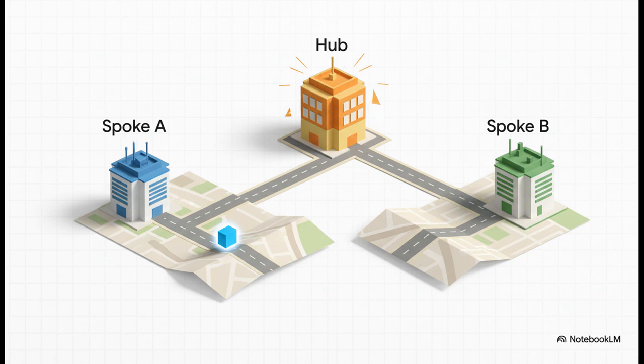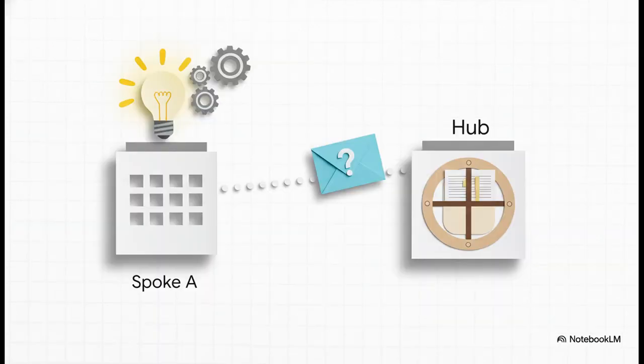It looks at its map, its routing table, and that map only shows one way to get there, through the hub. So that first packet does exactly what it's told. It travels to the central hub, which then sends it on its way to Spoke B. Now here's where the magic happens.